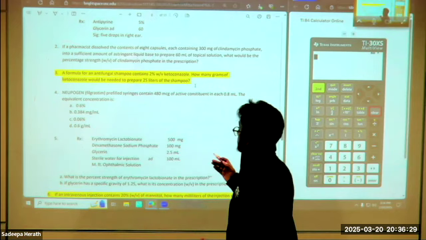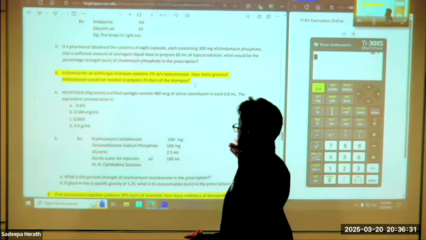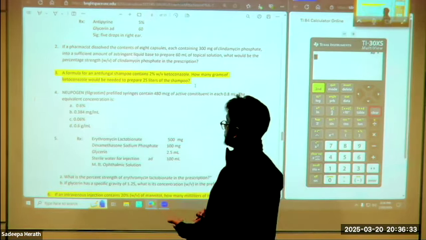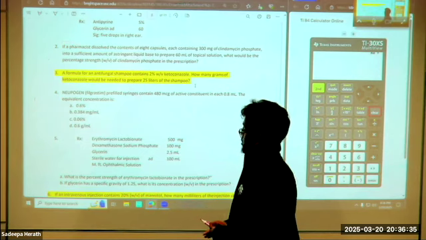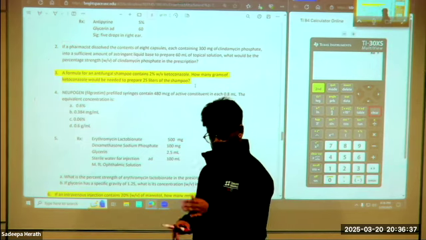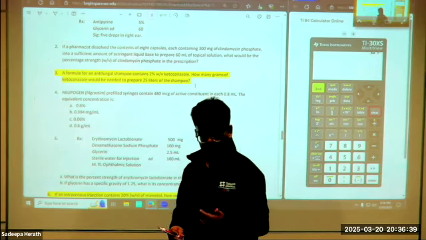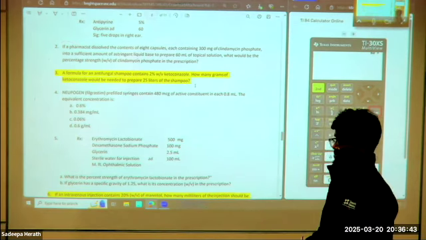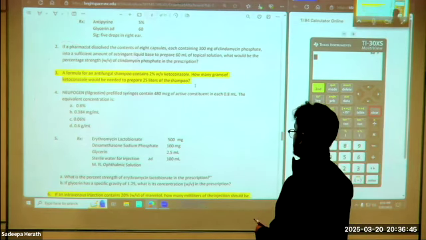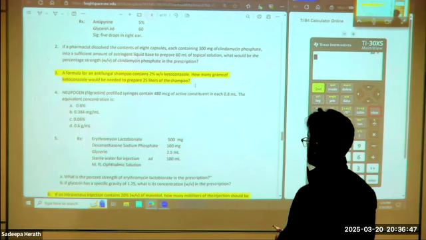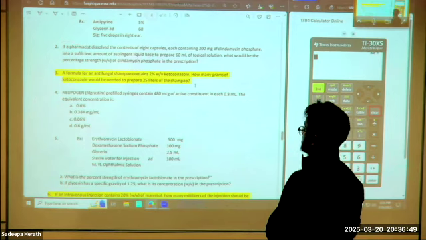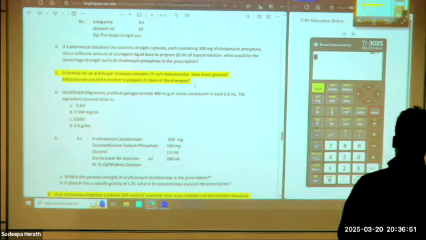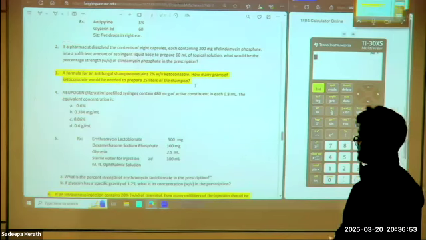So there's weight for weight, weight for volume, and things like that, and we'll go over more into this. But the questions for chapter 6 specifically are weight for volume. Might be a couple weight for weight. So let's look into that. We're gonna start with number 3.